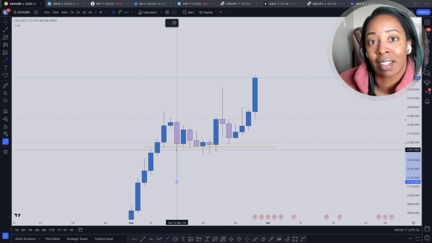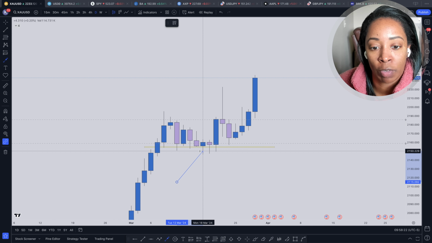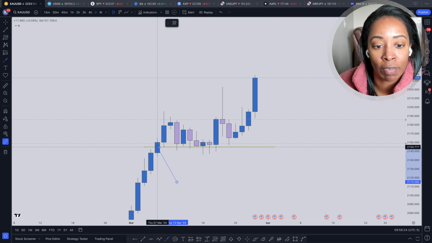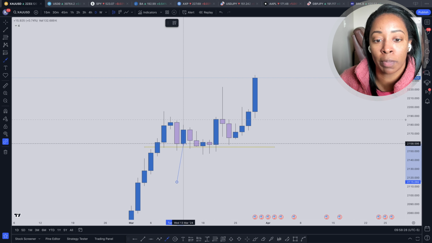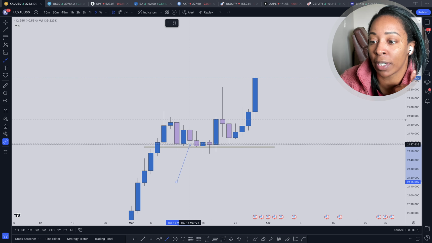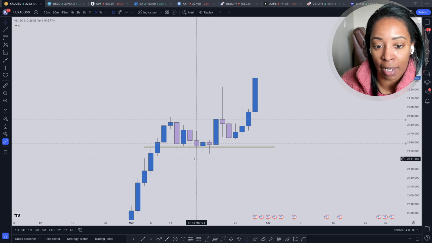So this is telling me that this is a really strong support, especially because we have 1, 2, 3, 4, 5, 6, 7. Oh, and I forgot this one, 8, 9. 9 daily candles pretty much hovering around this 2157 area. So definitely want to make sure that I mark that off.